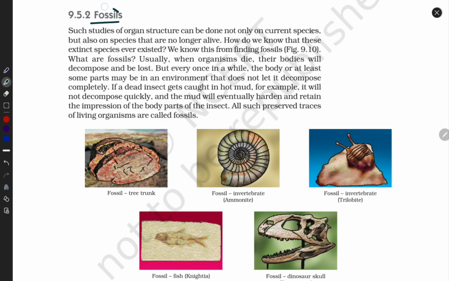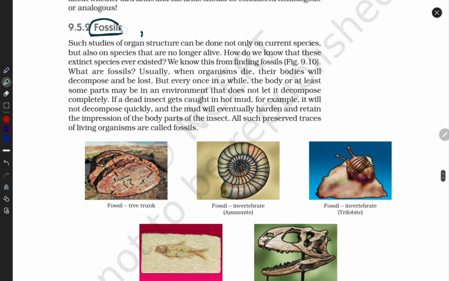Fossils. Our new topic is fossils. What do you understand by fossils, guys? What did you think when you heard the word fossil? This is the evidence that our ancestors were present. This is the evidence that dinosaurs were present. We all are here. Dinosaurs were present.